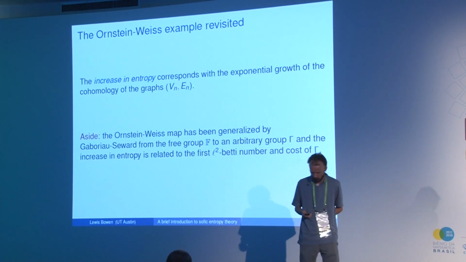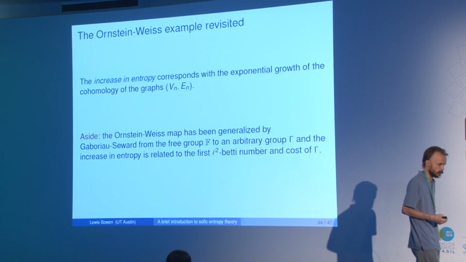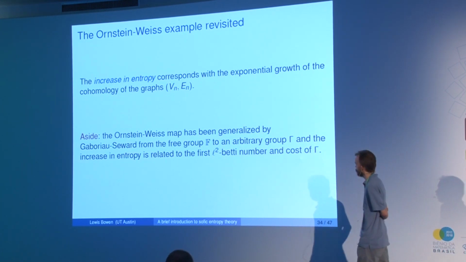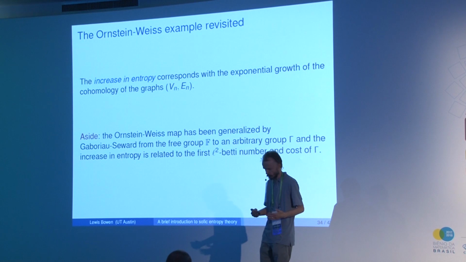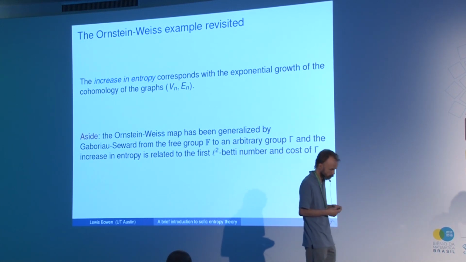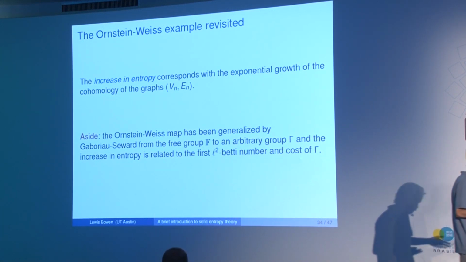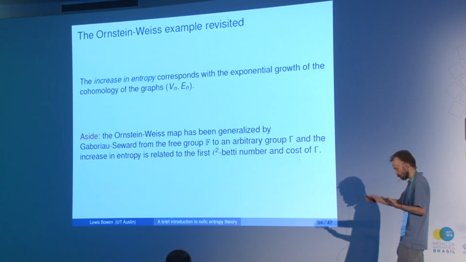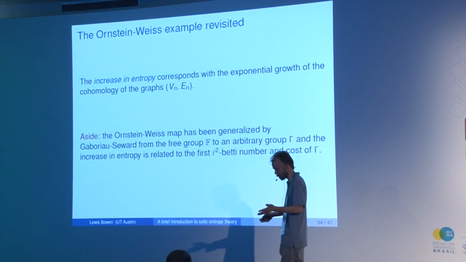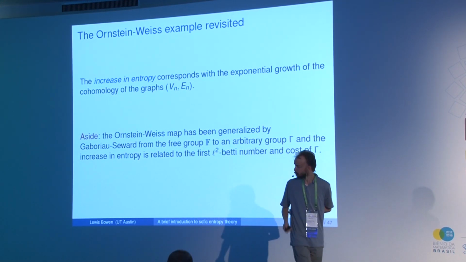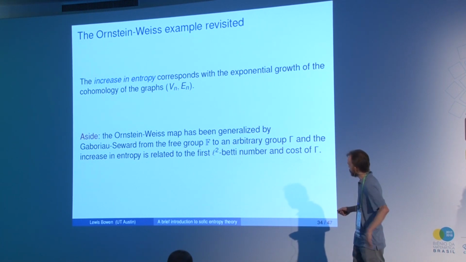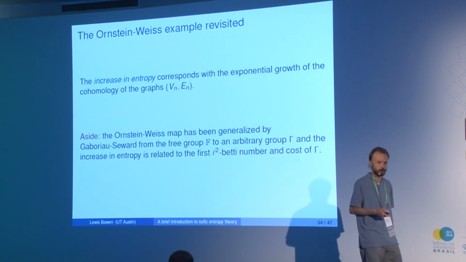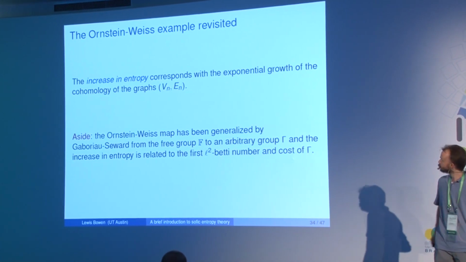Here's just a quick aside. This Ornstein-Weiss example has been generalized to other groups by Gaborio and Seward. Basically, you take some finite group, for example K, and you look at K to the gamma modulo K, where K embeds in K to the gamma as the constants. And the increase in entropy is related to the first L2 Betti number, or to the cost of the group. So these are cohomological invariants.